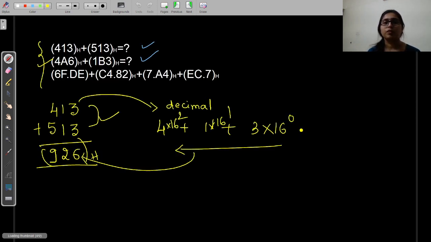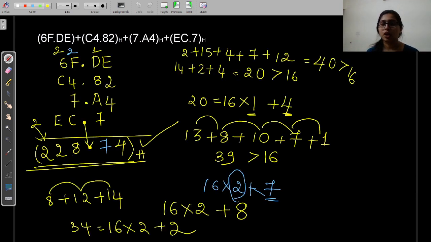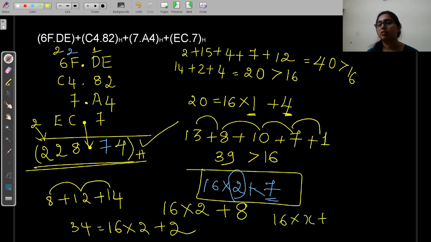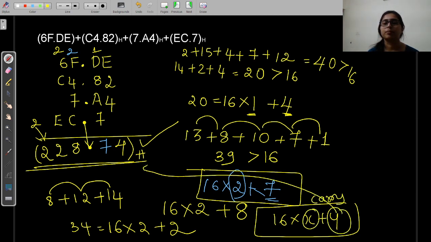Okay, so we are done with this problem also now. So this is all about the hexadecimal addition. Just you have to see whether the result is greater than 16. If it is yes, then you have to follow this method, 16 into x plus y. Then you have to take this as a carry. This you can write it in the result.